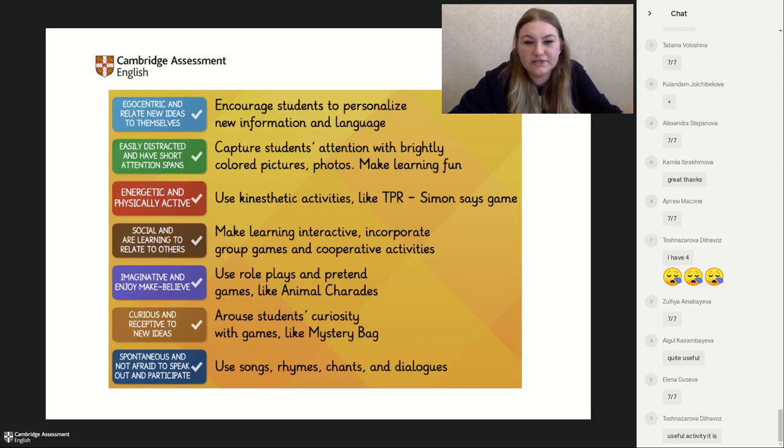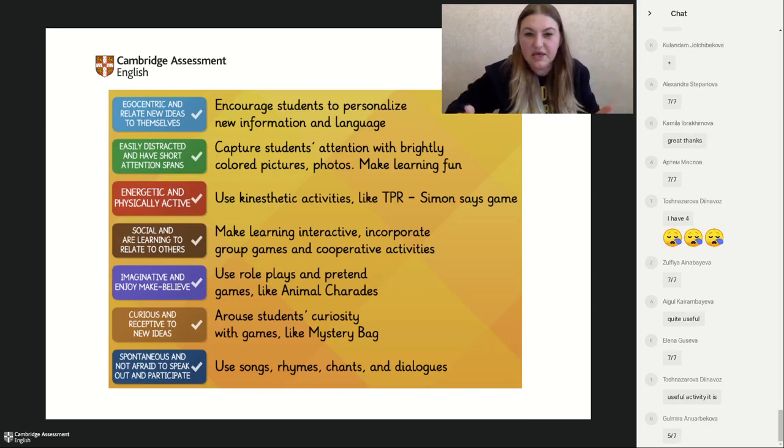For characteristics, the children are spontaneous and not afraid to speak. We use songs, rhymes, chants, and dialogues because children are great imitators, yes, so they are ready to speak even if they do not understand every word, which is okay. They remember the language and they use it, so that's wonderful, right? Okay, thank you very much.